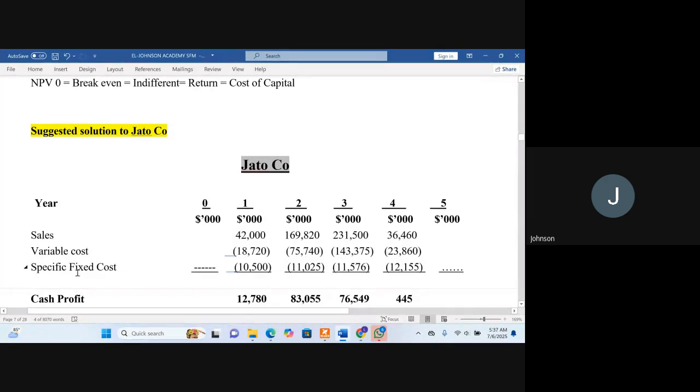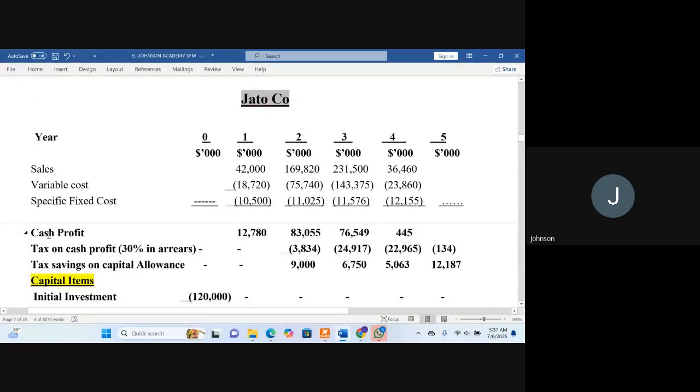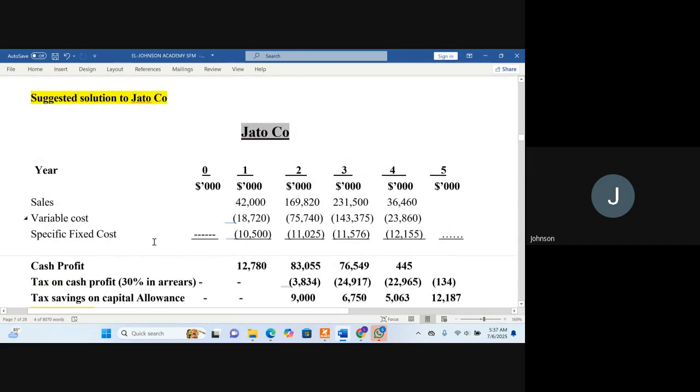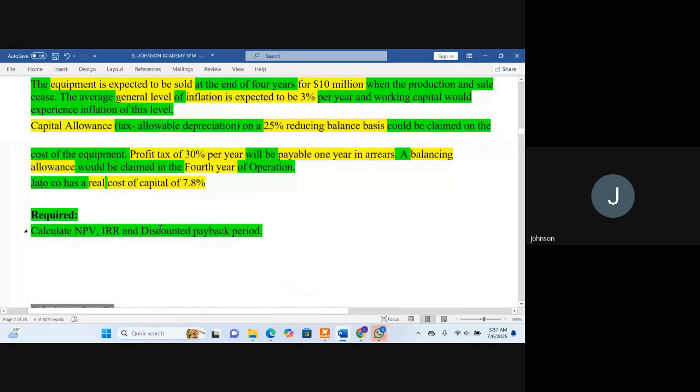Then your fixed cost that you also computed should also be in the jacket. You jacket everything. Now, when you do that, your answer will become your cash profit. Your cash profit is what you are going to get. Now, what is the next step? The next step is once you get your cash profit, you now get the tax that you need to pay.